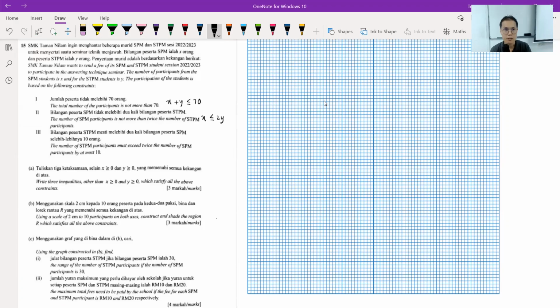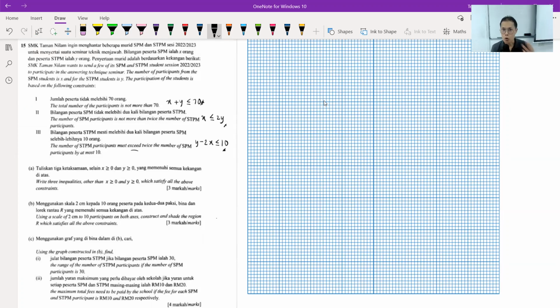Third, the number of participants for STPM must exceed twice the number of SPM participants by at most 10. Okay, it sounds a bit confusing. STPM is Y, exceed twice SPM. Exceed means you have to minus, STPM bigger than SPM. Y minus X, but in this case it's 2X, twice. By at most means maximum 10. So there you go, you got these three inequalities. That's the answer for part A.